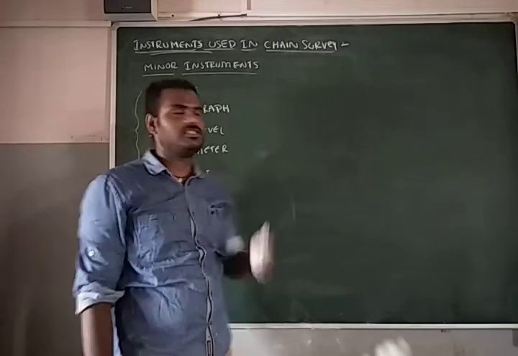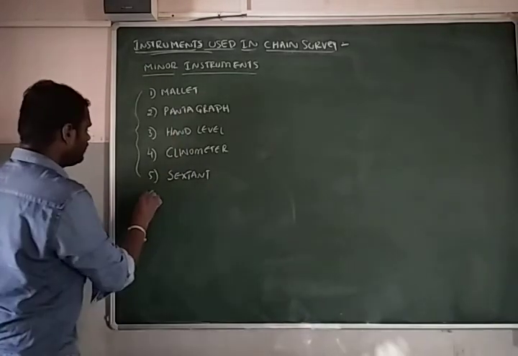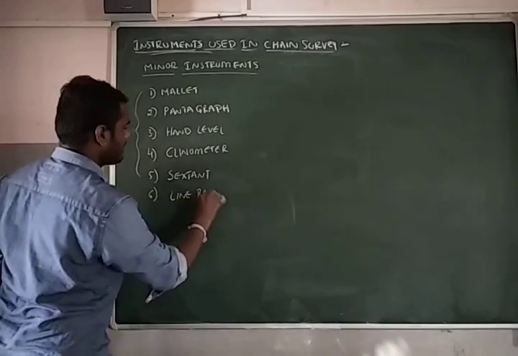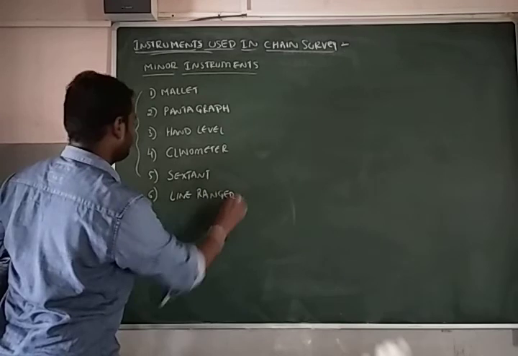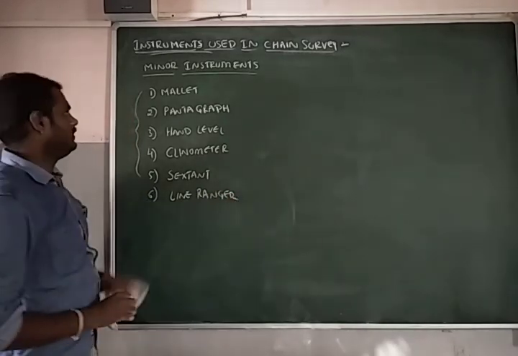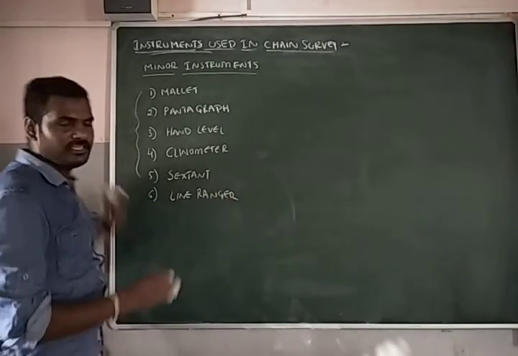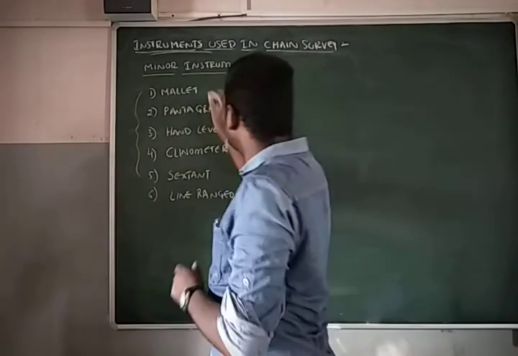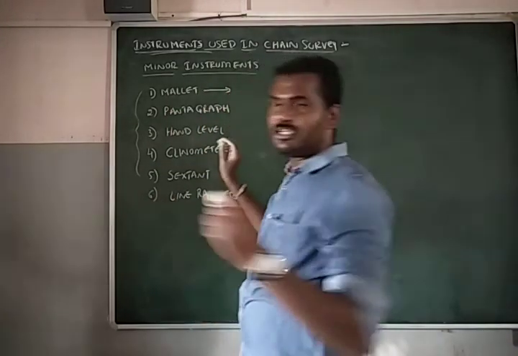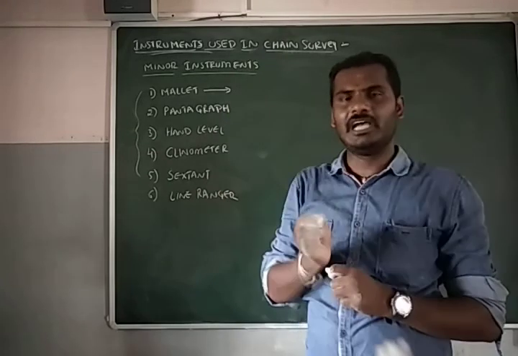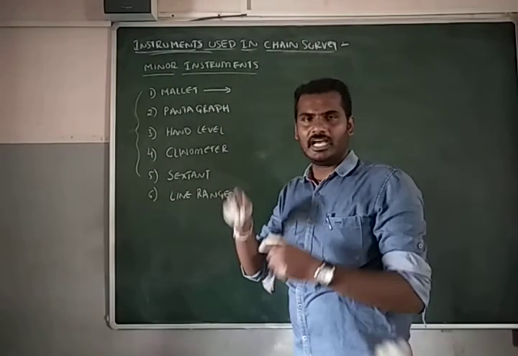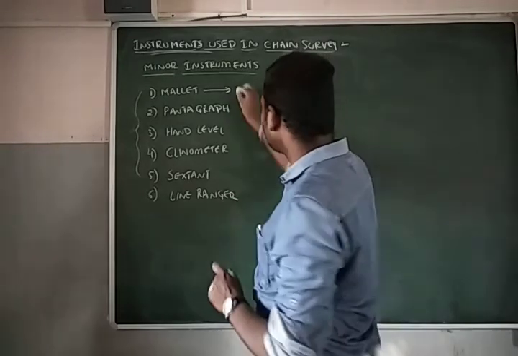Not only these, but we also have some other ones, like the line ranger. These are simple instruments. Generally, they are useful in rough surveys. Roughly, we use these instruments. So first, mallet. Mallet is nothing but a wooden hammer, especially used to mount pegs and arrows into the ground. That is this one.